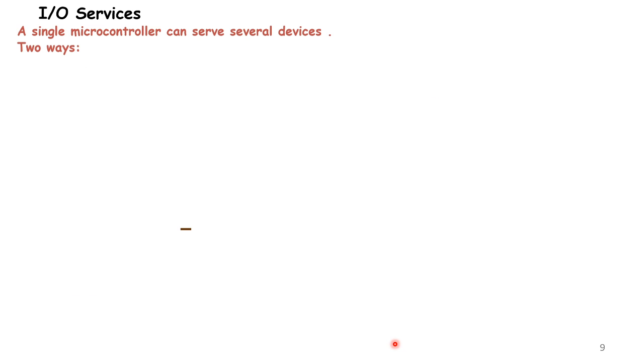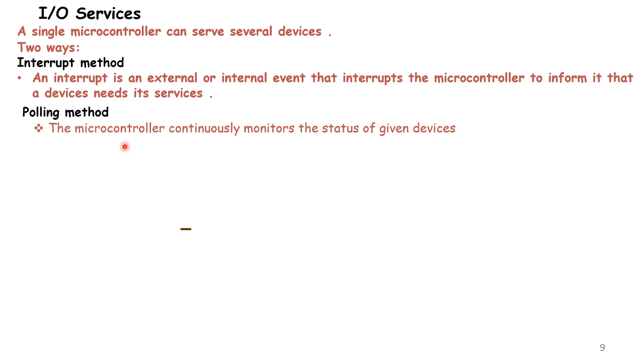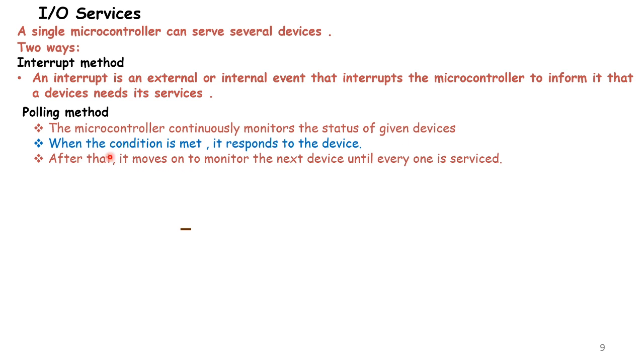Now, a single microcontroller can serve several devices in two ways: interrupt methods and polling methods. An interrupt is an external or internal event that interrupts the microcontroller to inform it that a device needs its services. In the polling method, the microcontroller continuously monitors the status of a given device. When the condition is met, it responds to that device. After that, it moves on and monitors the next device until everyone gets serviced.